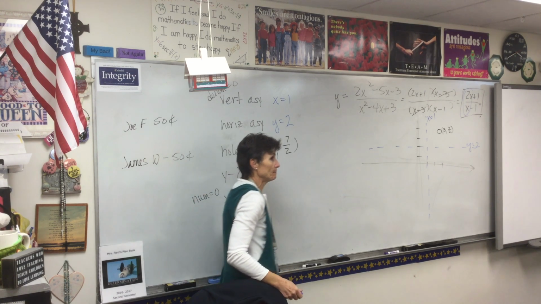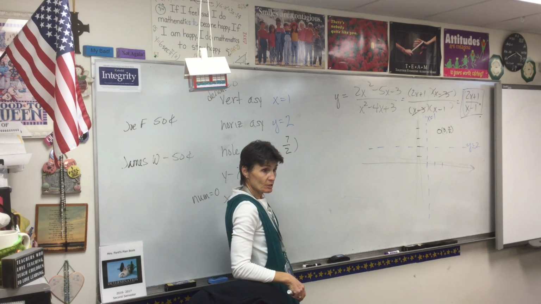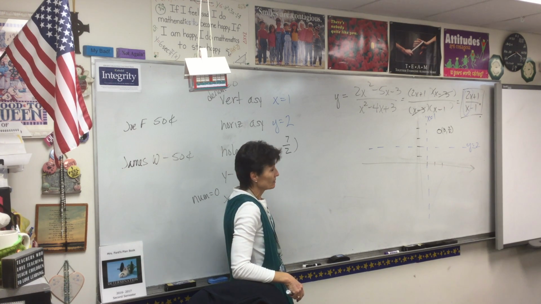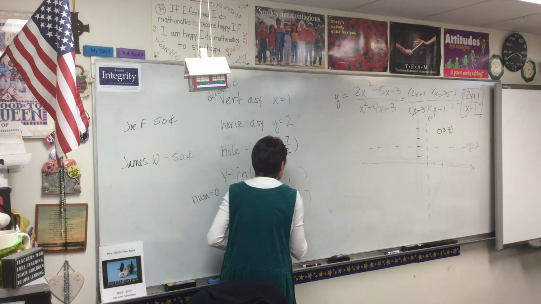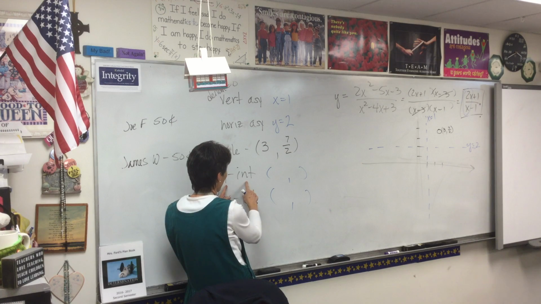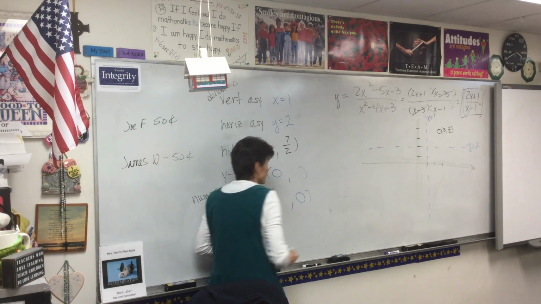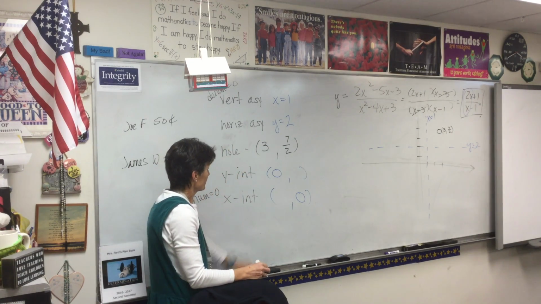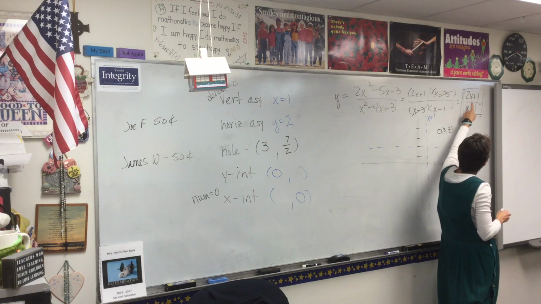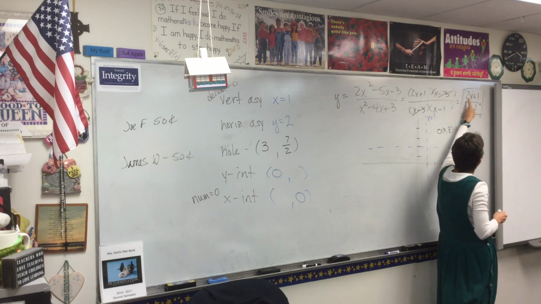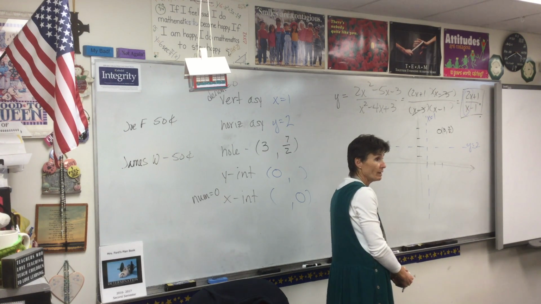What do we still need? We need our intercepts. So remember your intercepts, whichever one you're finding, the other letter is 0. If we're doing the y-intercept, x is 0. If we're doing the x-intercept, y is 0. So let's let the x's be 0. If you put in zeros for the x's, what do you end up with? Negative 1?